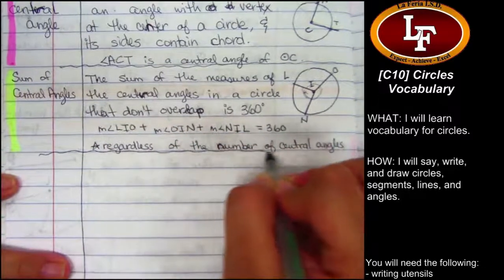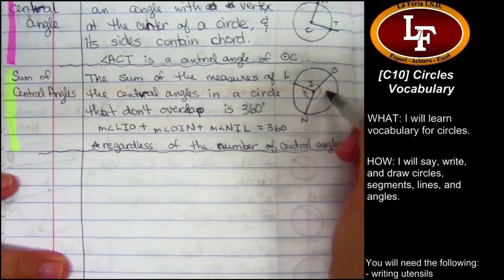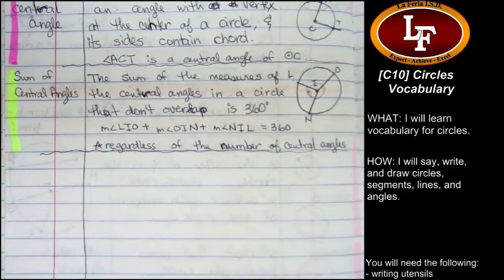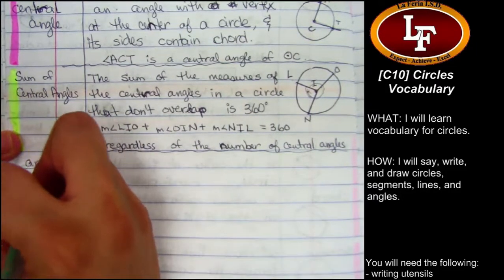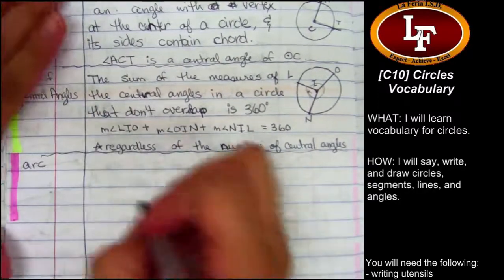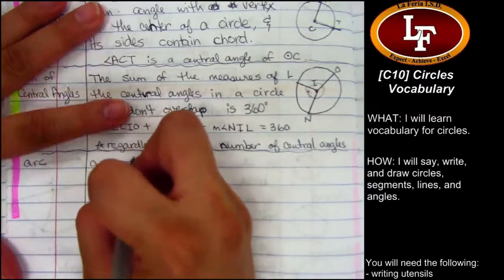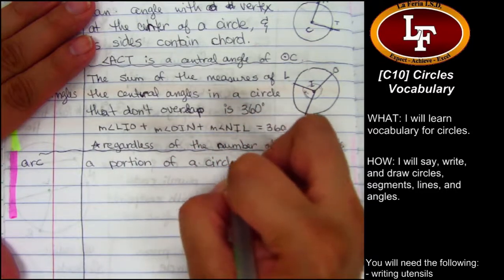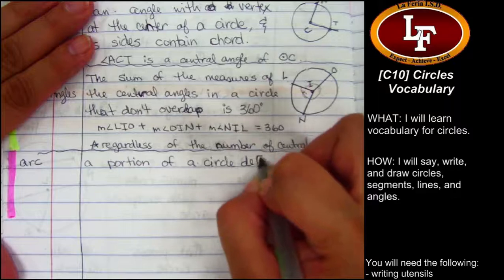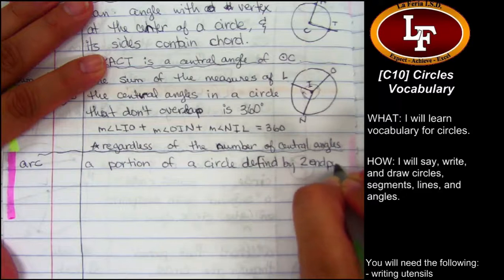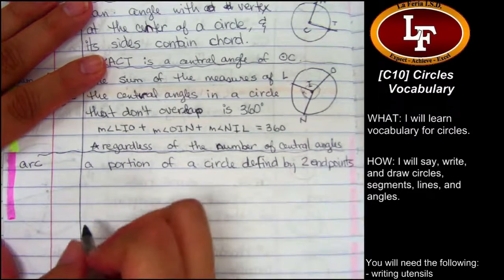All right, so we have these central angles, and notice how I was marking in here. But notice how that's kind of the same as if I had marked out here along the edge of the circle. So we can talk about that portion of the circle, and that piece of the circle is called an arc. An arc is, as we stated, a portion of a circle which is defined by 2 endpoints.